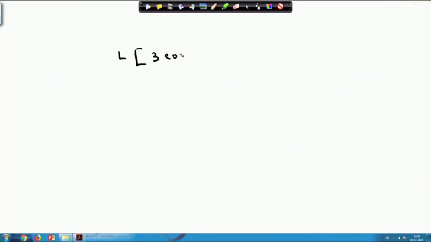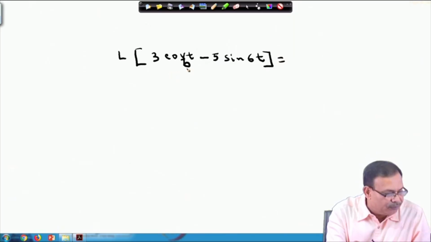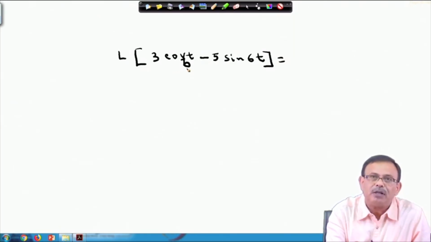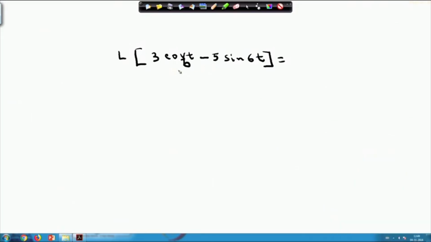Let us see this thing. Laplace transform of 3 cos 6t minus 5 sin 6t. I know that Laplace transform of cos a t is s by (s square plus a square), Laplace transform of sin a t, I know it, is a by (s square plus a square). So, I can find out the Laplace transform of this function very easily.